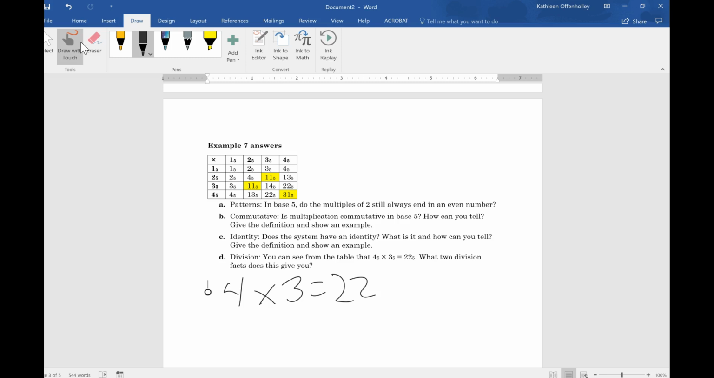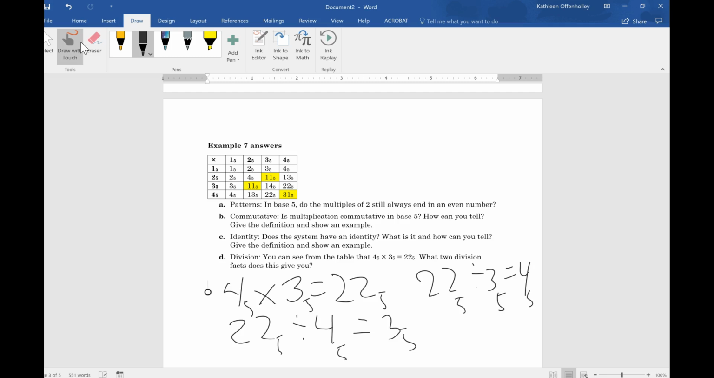It gives me the following 2 facts. It tells me that 22 divided by 4 is 3. And it also tells me that 22 divided by 3 is 4. But all of this, of course, is in base 5, right? It would not be true in our regular base 10.